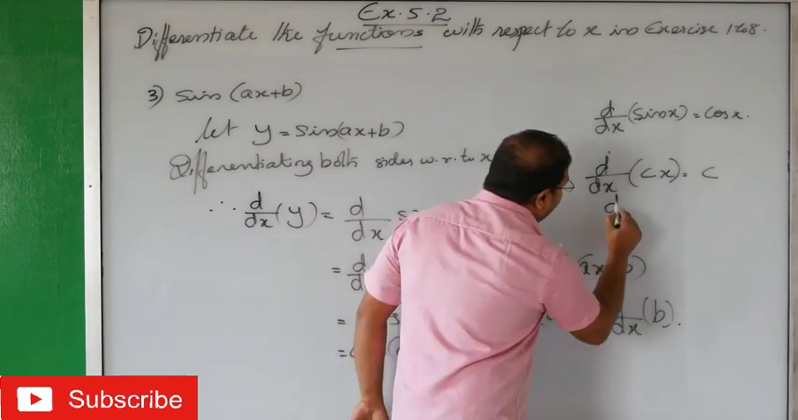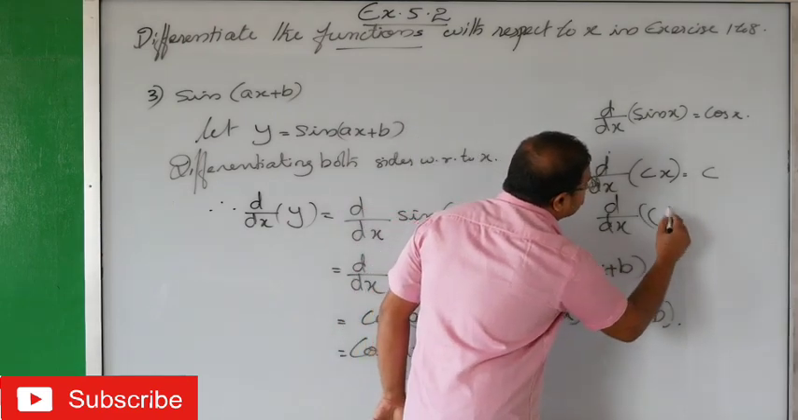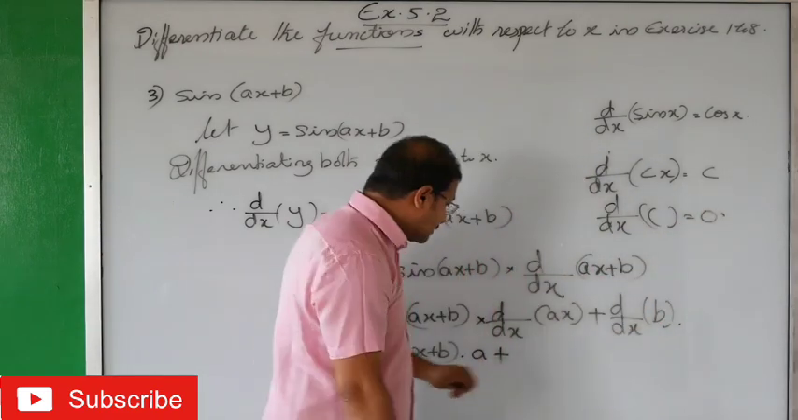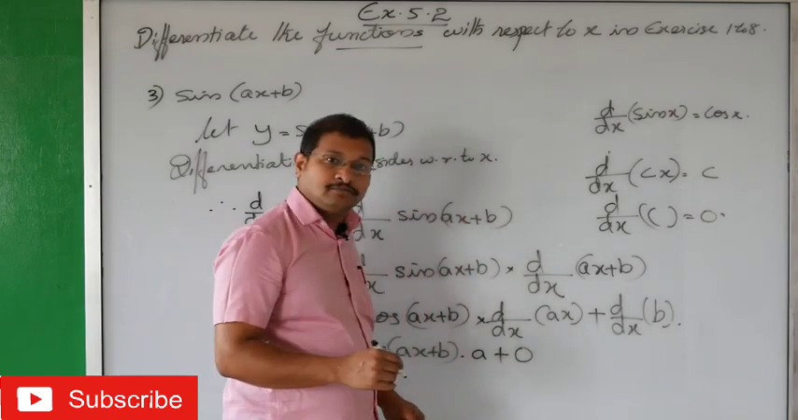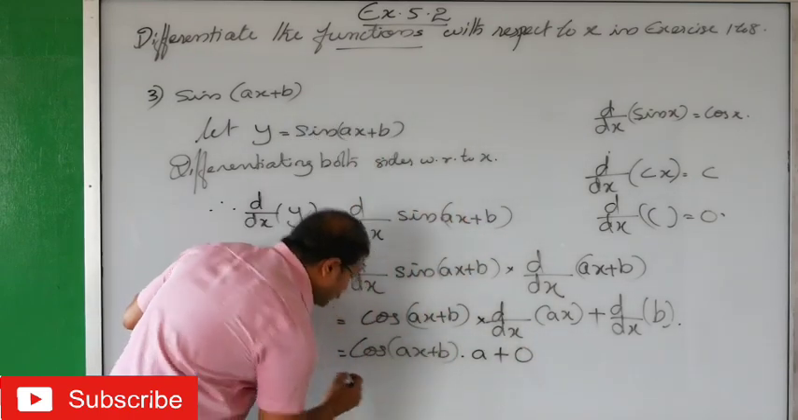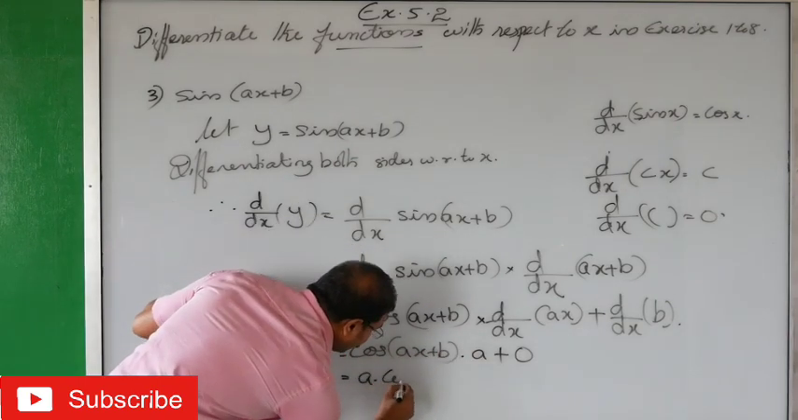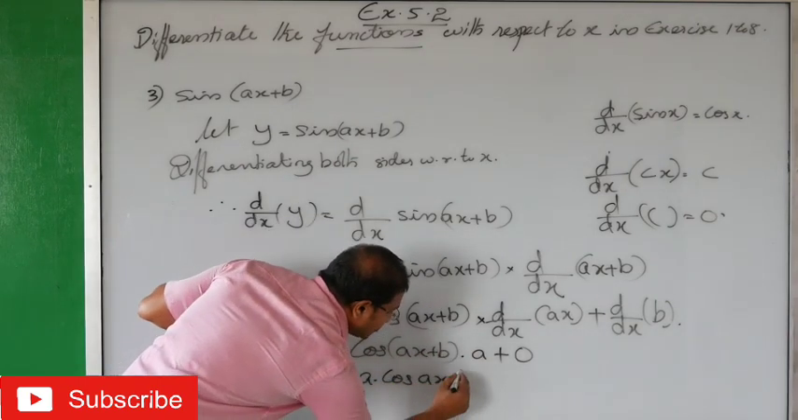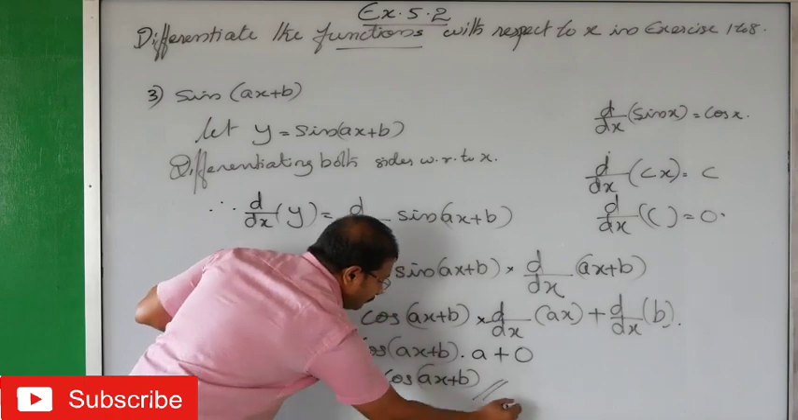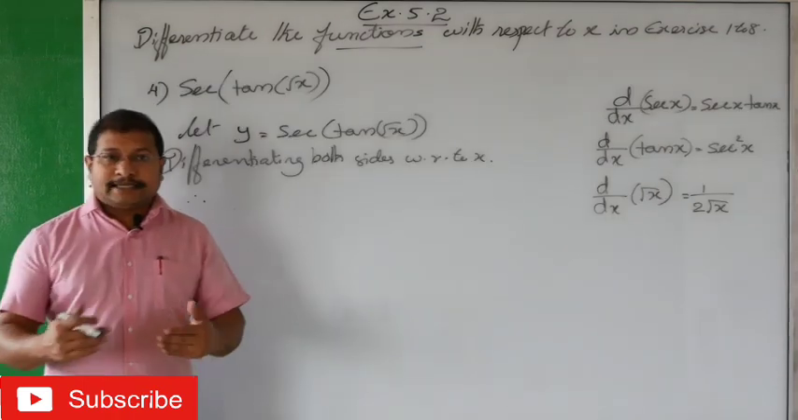That means derivative of a constant is equal to 0. That means we will get here plus 0. Ready? Now next step, what will you do? This equals, a we will write in the beginning. That means a into cos(ax plus b). That's your answer. See the next question.